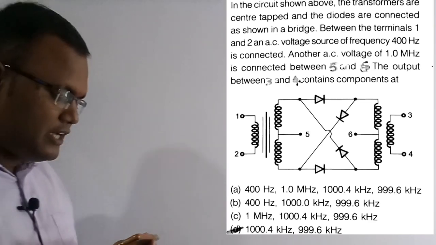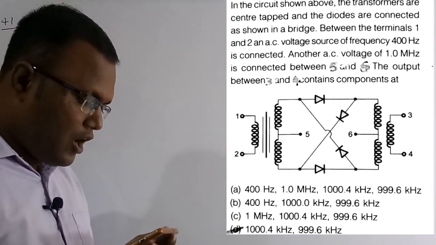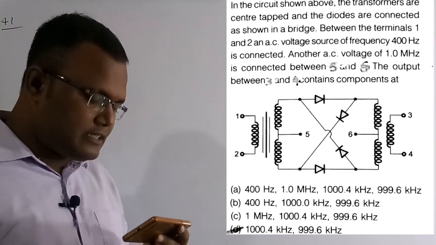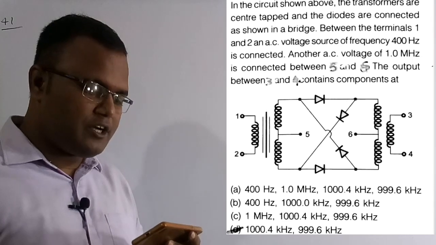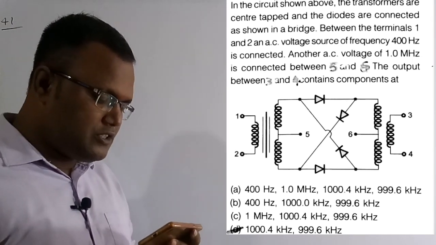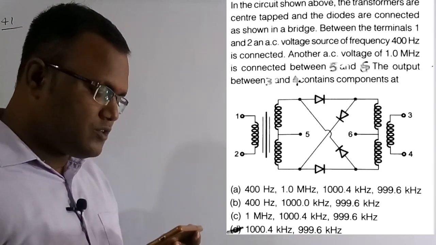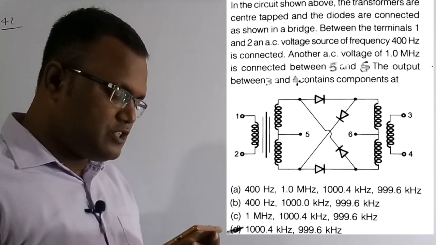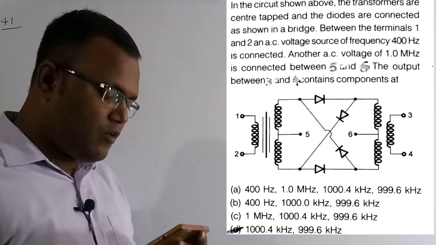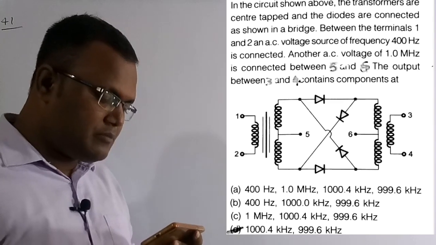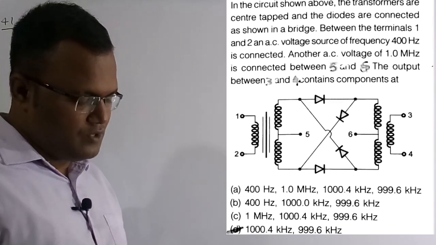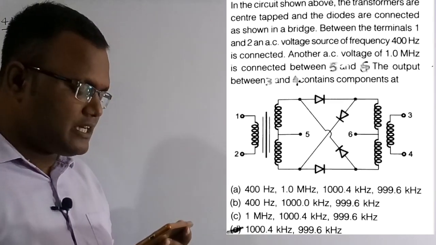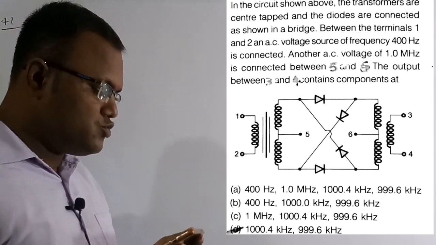Here they have given two AC sources of different frequencies. At terminals 1 and 2, the frequency we are going to apply is 400 Hz, and we are going to add another AC source across terminals 5 and 6 of frequency 1 MHz. We need to find what frequencies are present at terminals 3 and 4. Out of the 4 options, option D is the correct solution of this question. So let's solve this numerical.